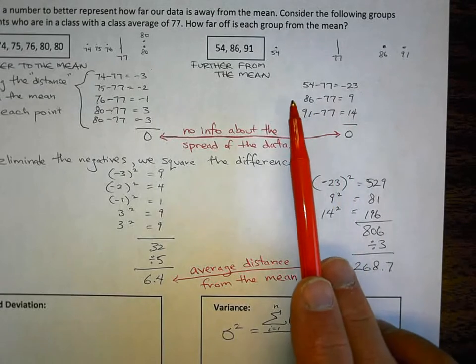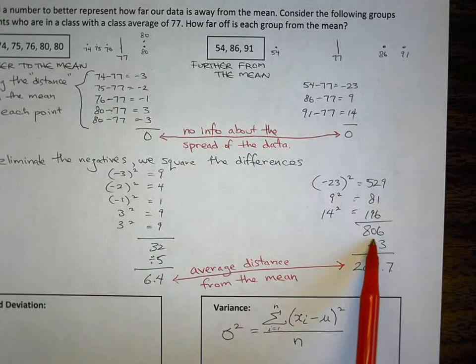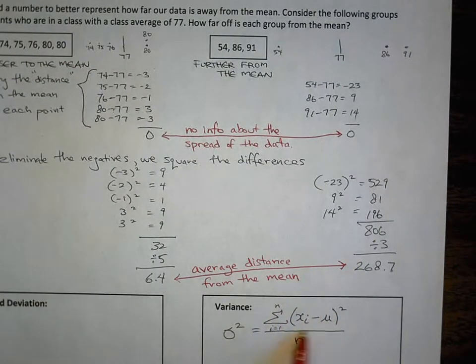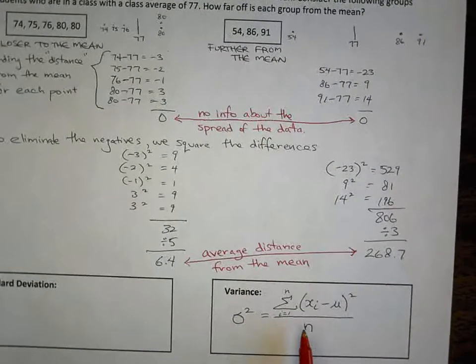Right? So I took 54 minus the average, negative 23, I squared it. I added that to 86 minus 77 squared, and I did that, and I got my total. So I added up all of those squareds. Then I divided by the total number of points. In this case, I divided by 3. That's called the variance, and it's a way of measuring the spread.